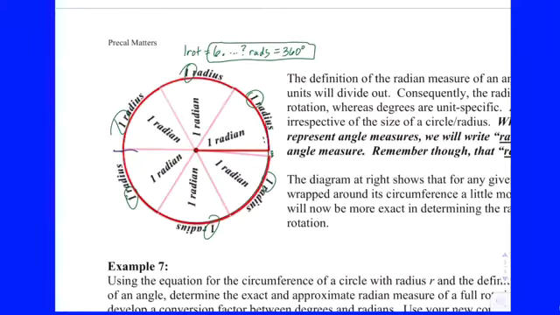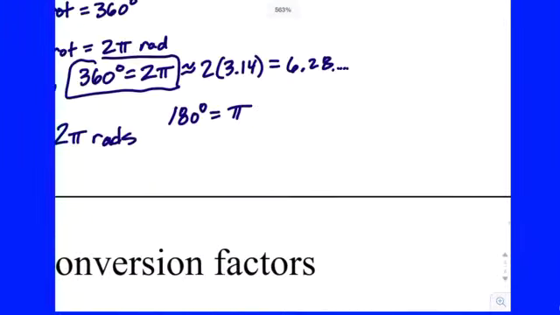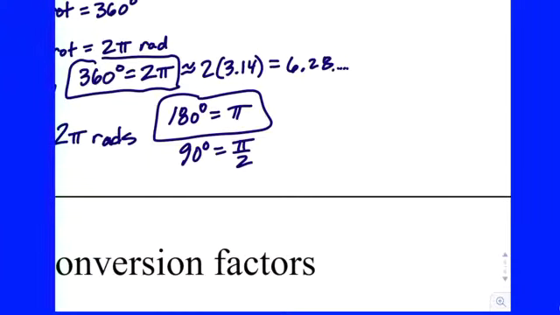180 degrees. You can go 1 radius, 2 radiuses, 3 radiuses, and then 0.14 of another. So this becomes our conversion factor. You could also divide by 2 again. 90 degrees is equal to pi halves. But that one has a fraction in it. Okay?